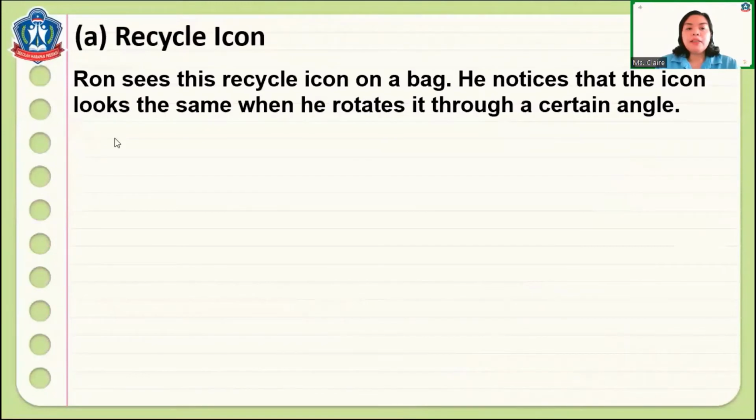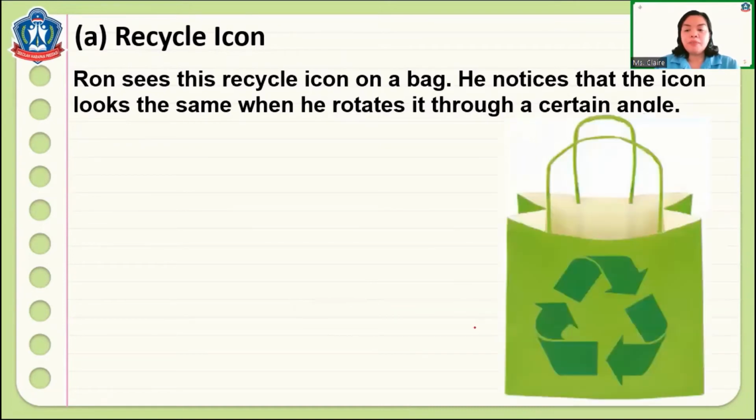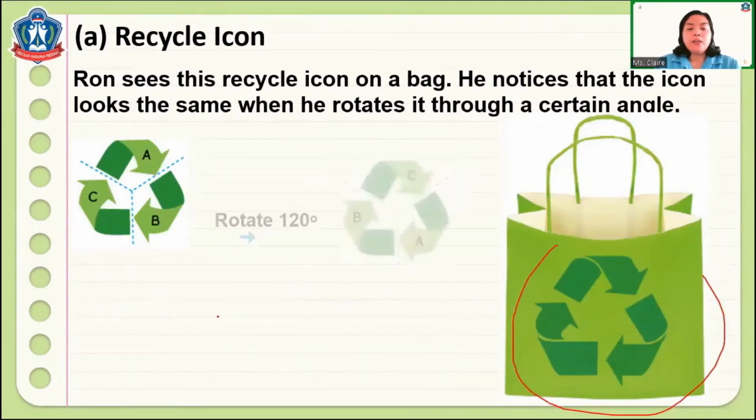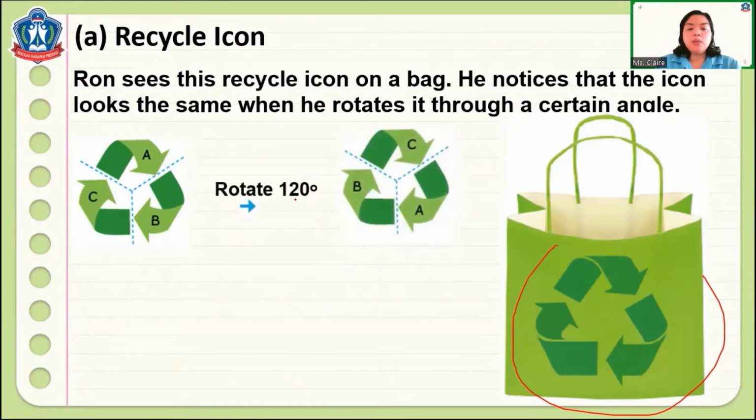Ron sees the recycle icon on a bag. He notices that the icon looks the same when he rotates it through a certain angle. Okay, look at this logo. This is the logo, right? When he rotates it like this, 120 degrees, it's still the same, right? Only the position of the letters change. But the shape, if we erase the letters on the logo, the shape is actually still the same.